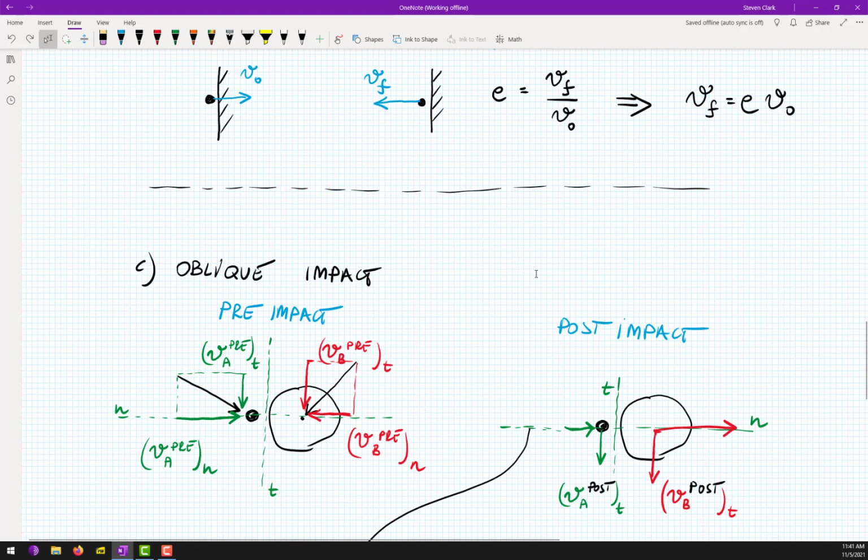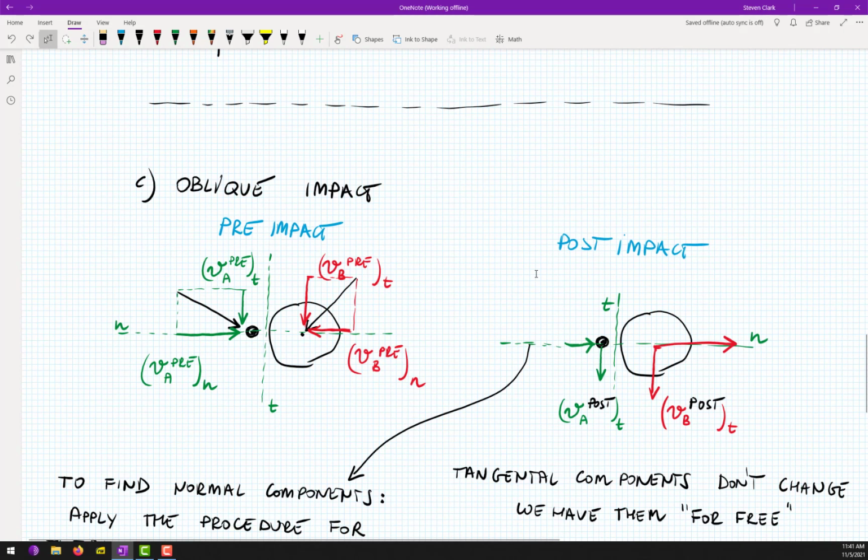And one more sub-chapter we should cover is oblique impact. Before, these two black velocity vectors were aligned with this line of impact. In oblique impact, these two velocities are not aligned with that line of impact. So what did we do on Wednesday? We projected this black vector on these two green directions, and this black vector on these two red directions.